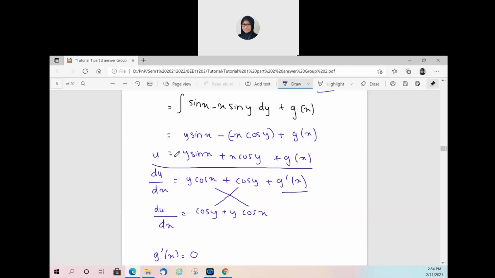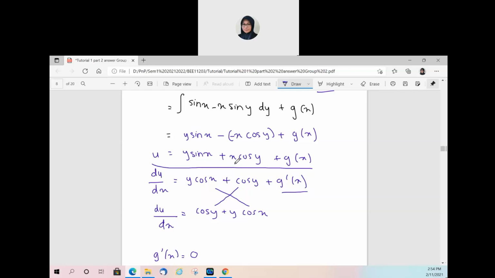So, kita we want to find g(x). Kita nak dapatkan g(x). Then you have to differentiate these equations terhadap x. You will differentiate this one with respect to x. Then you have du over dx equals, you differentiate y sin x, you get y cos x. Differentiate is du per dx.